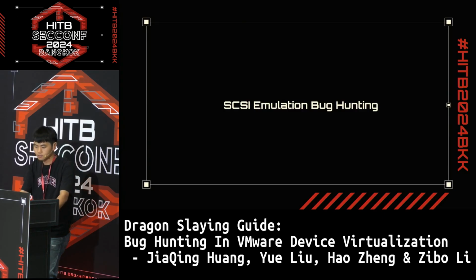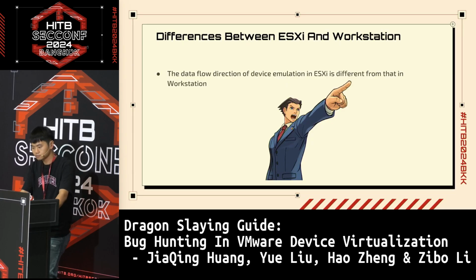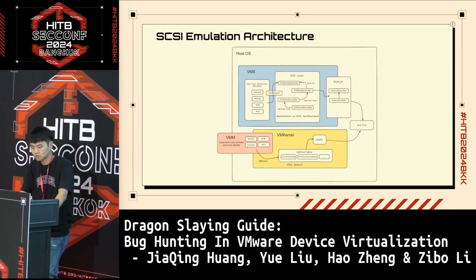Okay, next, let's start the SCSI part. As mentioned earlier, ESXi has a new attack surface that is different from Workstation, VMkernel. This difference is very obvious in the SCSI code. Next, I will show you the difference in SCSI in detail.